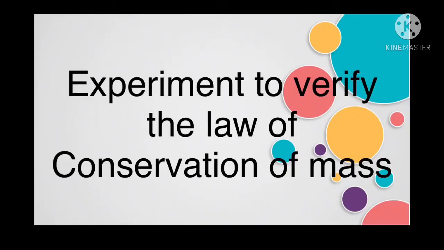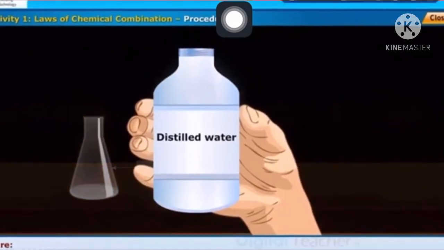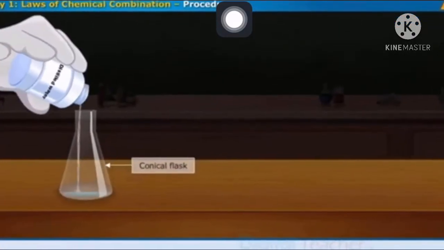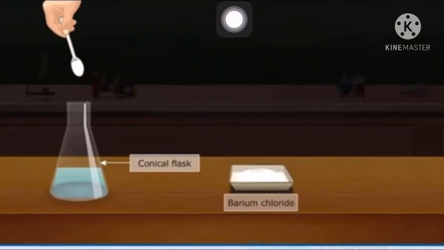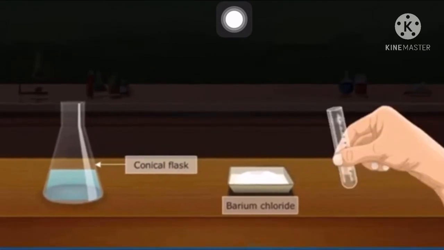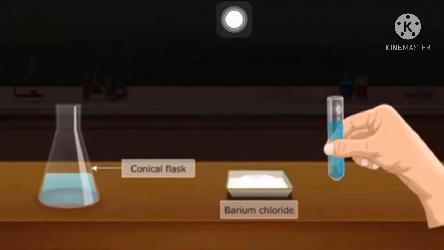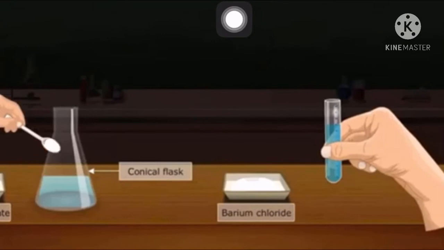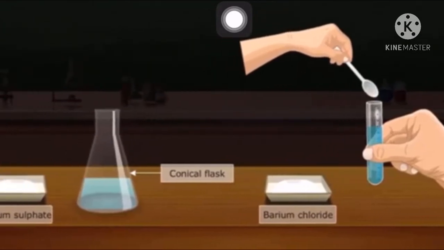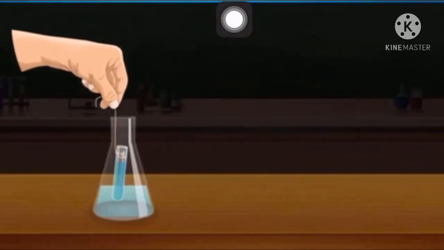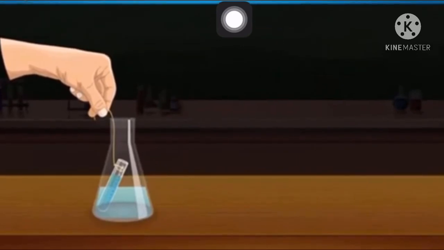So now look at the experiment to verify the law of conservation of mass. For this, take a conical flask and add some distilled water in the conical flask. Now take barium chloride and add it in the flask so that it will form barium chloride solution. Now take a test tube and in this test tube take distilled water and add some sodium sulfate in it and this will make sodium sulfate solution. Now suspend the test tube with the help of a thread in the flask that is fitted with a cork.